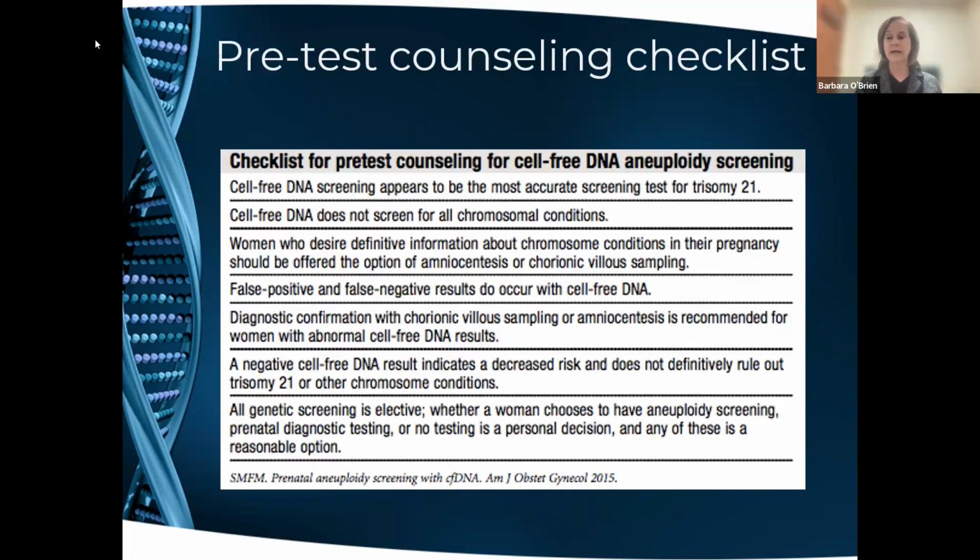I'm going to have Karen explain this. This is a nice pre-test counseling checklist that you should go through with all of your patients prior to them having cell-free DNA. Great. Yeah. So pre-test counseling, I think, is really, really important and can really clarify expectations for the test and create a much better understanding once the results are communicated after the test is complete.